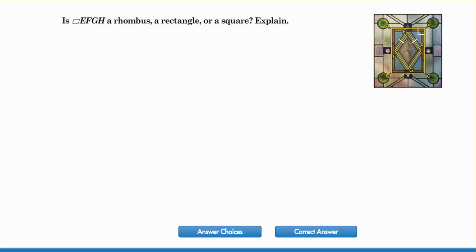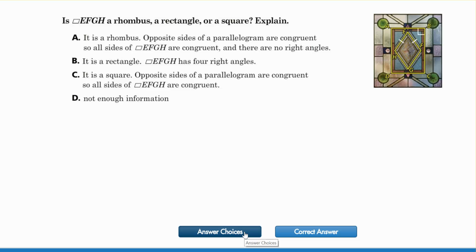Now, do we know anything about angles E, H, G, or F? If we knew they were 90, then not only would we have a four-sided figure with four congruent sides, but they'd all be 90 degrees. However, we don't know anything about the angles. So all we know here is that the parallelogram is a rhombus. And the answer is A. Opposite sides of a parallelogram are congruent, so all the sides of parallelogram EFGH are congruent, and there are no right angles.